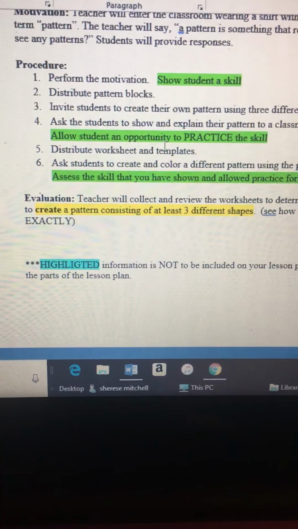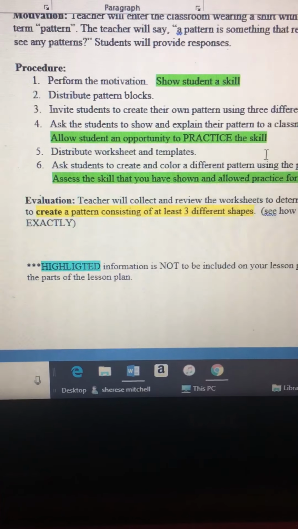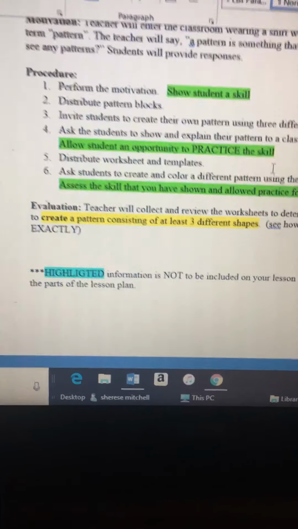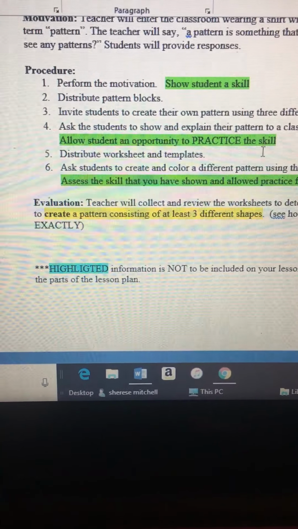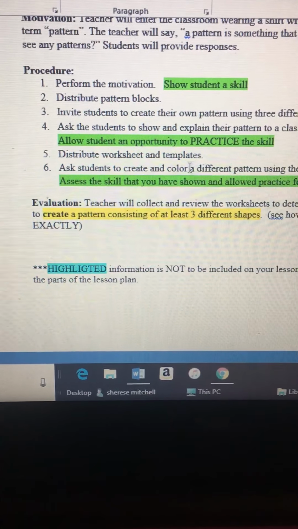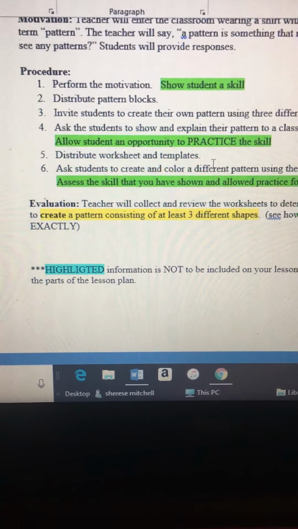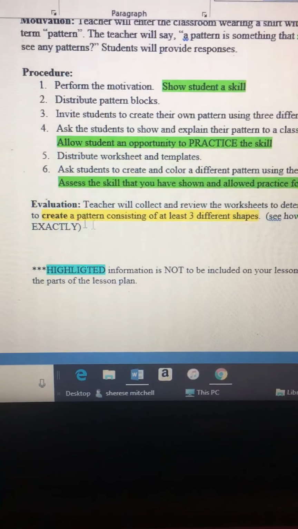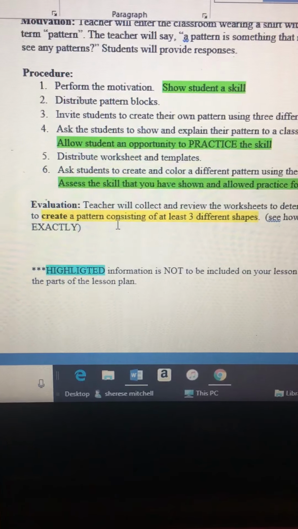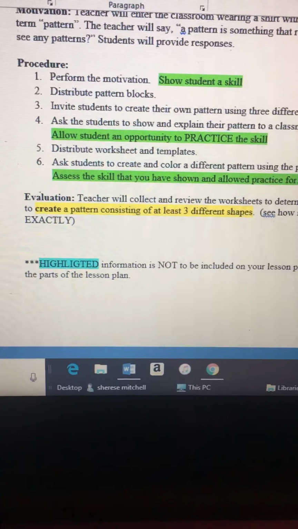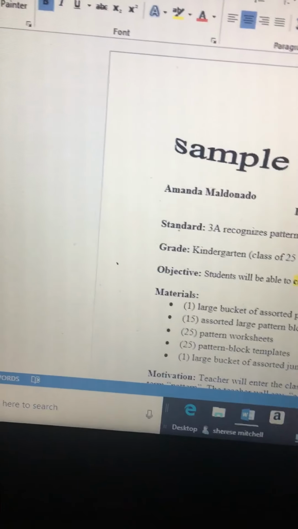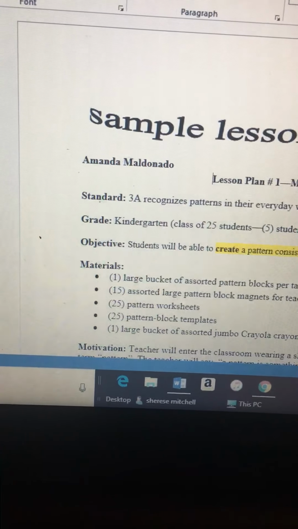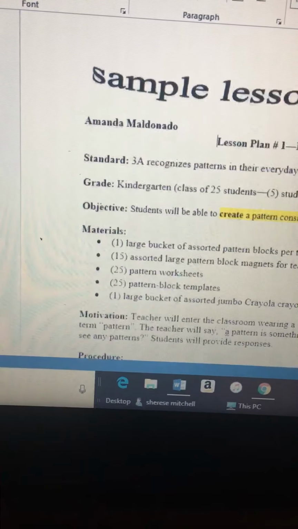Then you see how it says allow the students to practice the skill? You're allowing the students to practice whatever the skill is that you showed them in the motivation. After they have some kind of activity where they practice that skill, you're going to assess that skill that you showed them in the evaluation. Okay? So let me scroll back up here so you can see the objective. Students will be able to create a pattern consisting of at least 3 shapes.